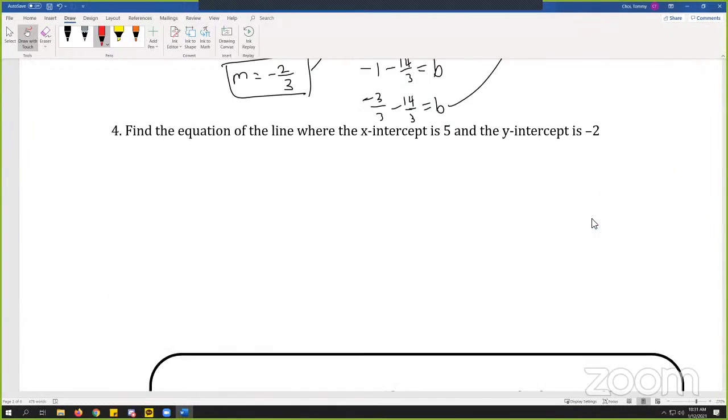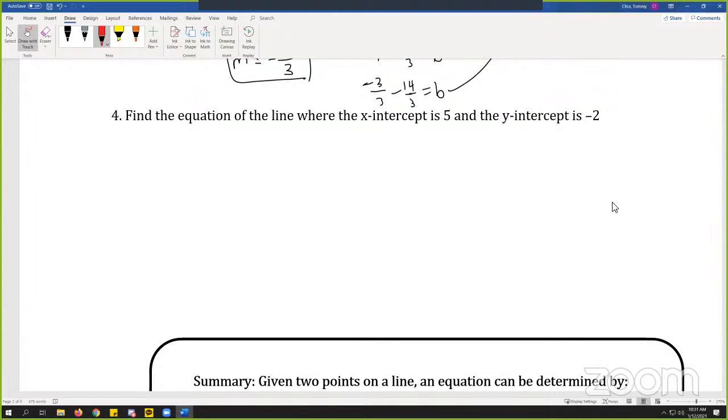Okay. Last question, and then we have our summary here. So question 4, find the equation of the line where the x-intercept is 5 and the y-intercept is -2. So when it says the x-intercept is 5, we should already know that's telling us that the first point is 5, 0. x1 equals 5, y1 equals 0. And we know that because for x-intercepts, the y value is 0. For the y-intercept, it's -2, it's 0, -2. And x2 equals 0, and y2 equals -2.